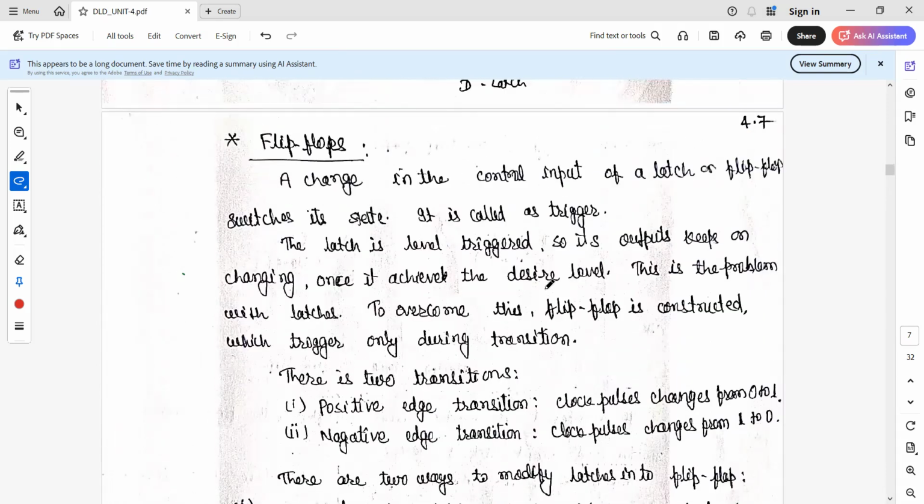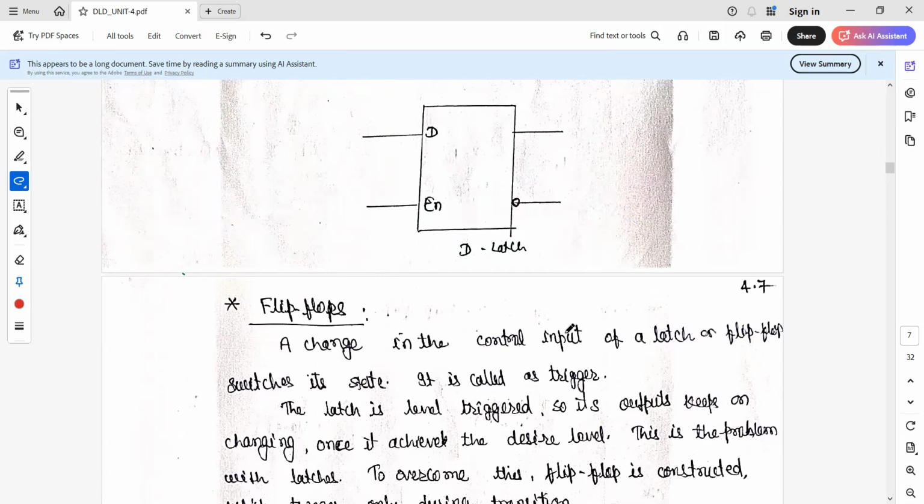In the case of flip-flops, there is a difference between latch and flip-flop, which generally they used to ask. A latch is a level-triggered 1-bit storage device, whereas a flip-flop is an edge-triggered 1-bit storage device. Again, we have different situations in the case of flip-flops, like positive edge transition and negative edge transition. These we are again going to discuss. So today we'll conclude with latches.